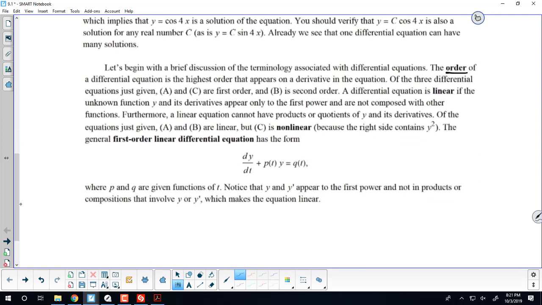We're not going to worry too much about whether a differential equation is linear or nonlinear. We don't get that far into them. And here a first order linear differential equation is defined, but again, don't really focus on that.